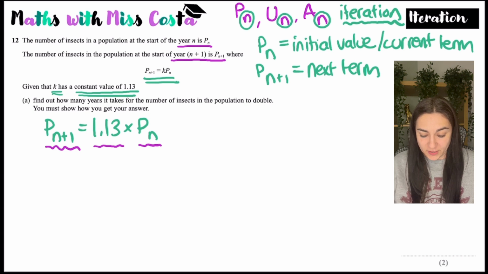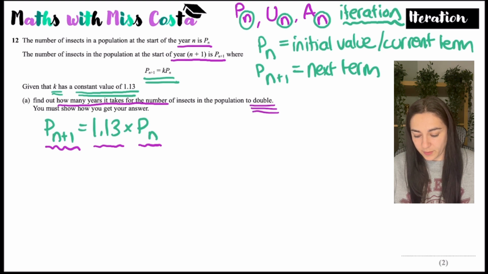So if you have a value, let's say Pn was 4, to work out Pn plus 1, you just do 1.13 times by 4. And then you'd substitute your answer into the next one to figure out the next term. But let's see how that works. So the rest of the question is saying, find out how many years it takes for the number of insects in the population to double. And you must show how you get your answer.